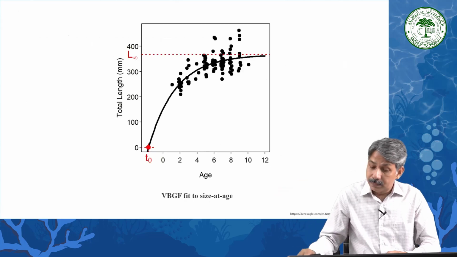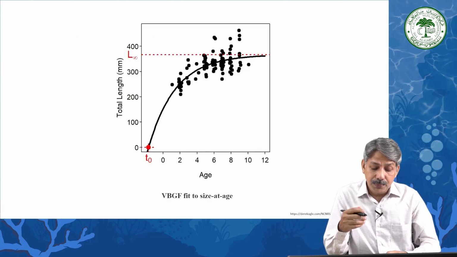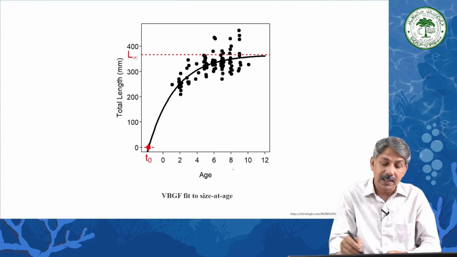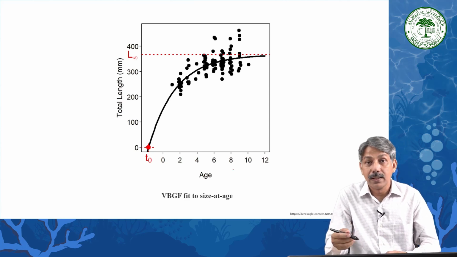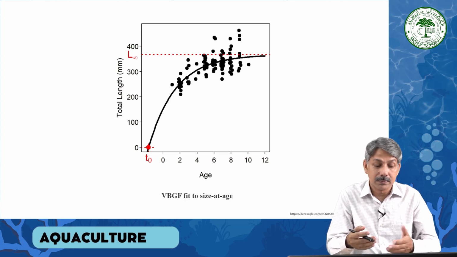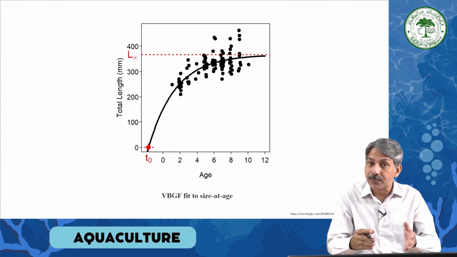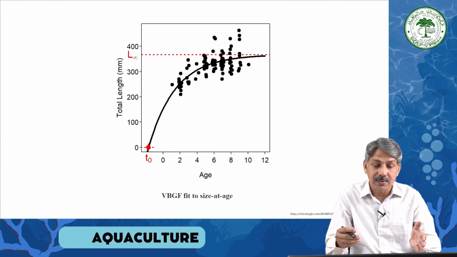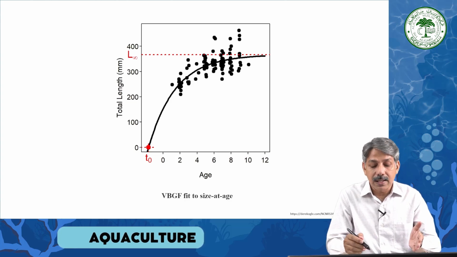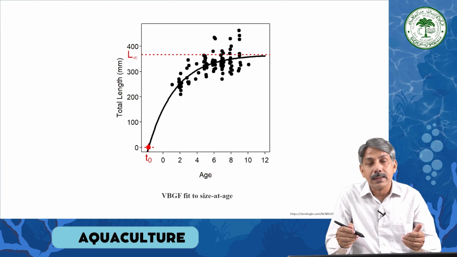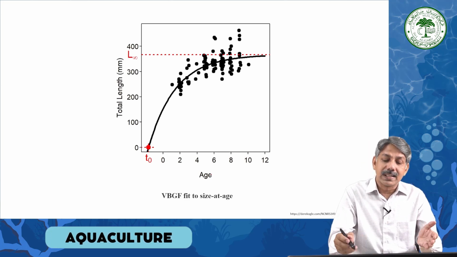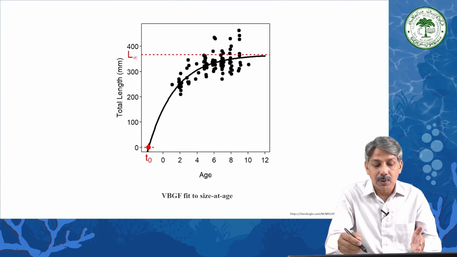And if you fit the VBGF to the collected data of total length and age, which you have calculated, I have told you about age estimation from the length frequency method, from hard anatomical structures and other methods. So if you have collected length data and you have got age data also, then plot it and you will get a VBGF plot something like this.